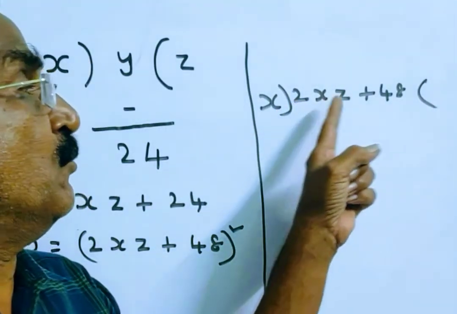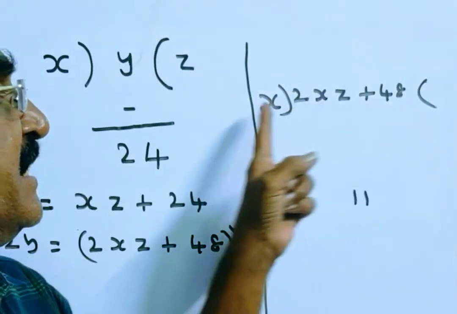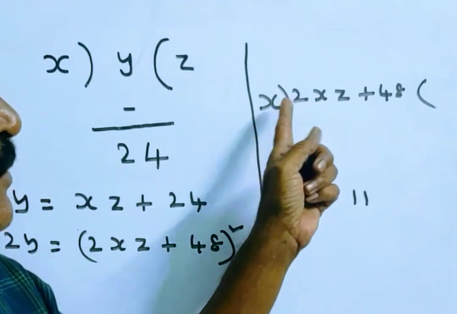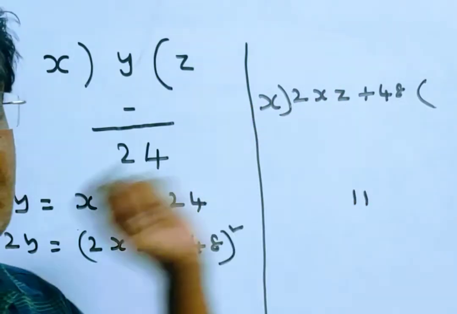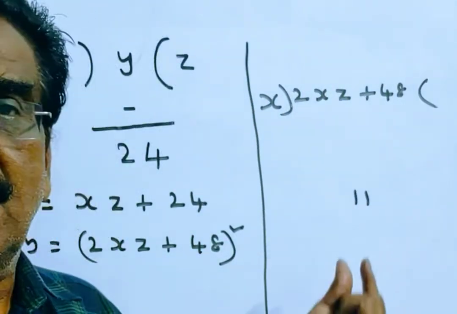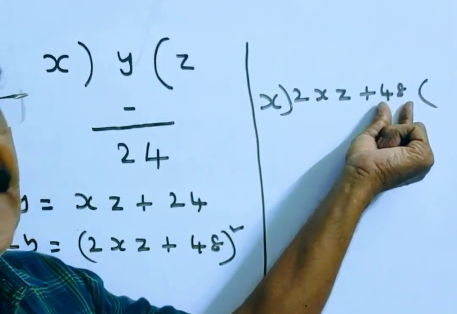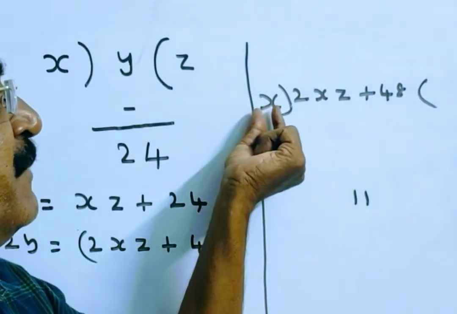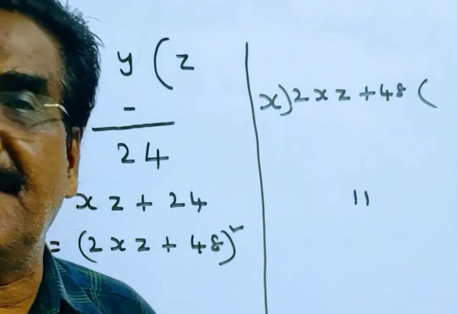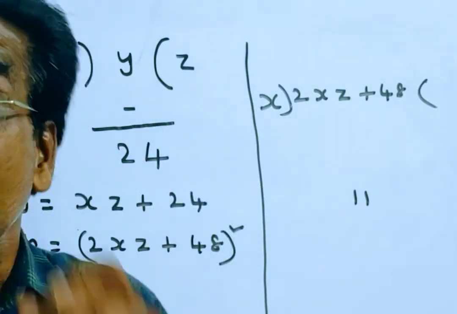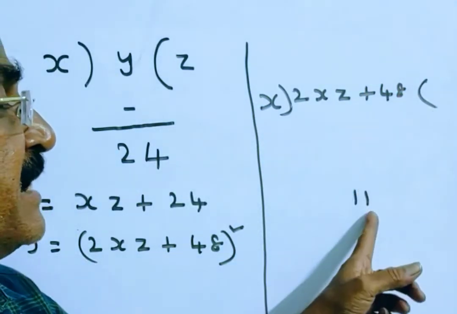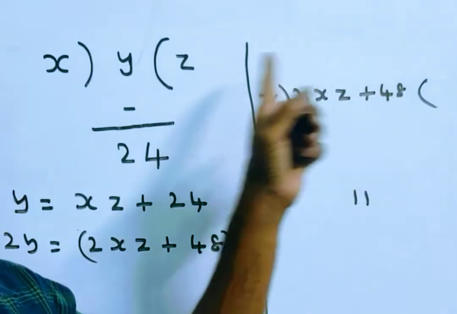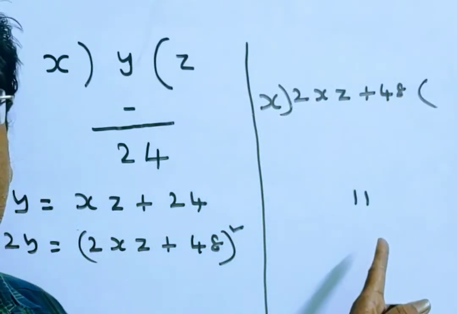Friends, here 2xz is divisible by x, because x is here. Now the remainder is when 48 is divided by x. 48 is divided by x, the remainder is 11, which means the divisor must be 37. 48 minus 11 is 37. So when 48 is divided by 37, the remainder is 11.